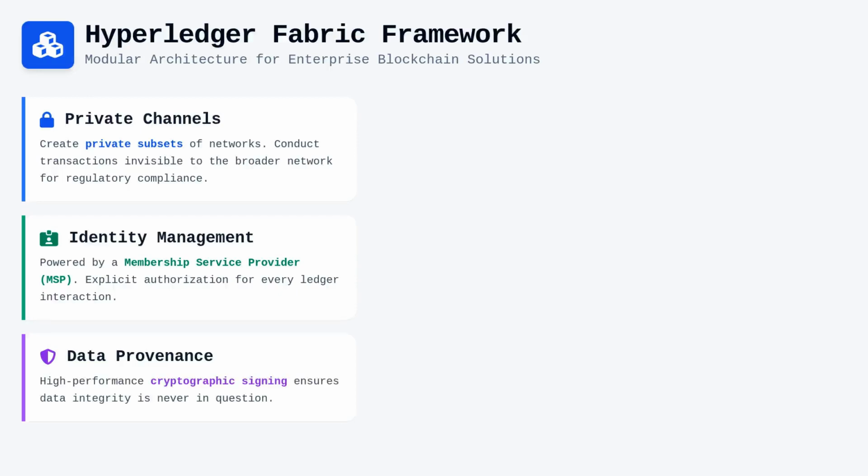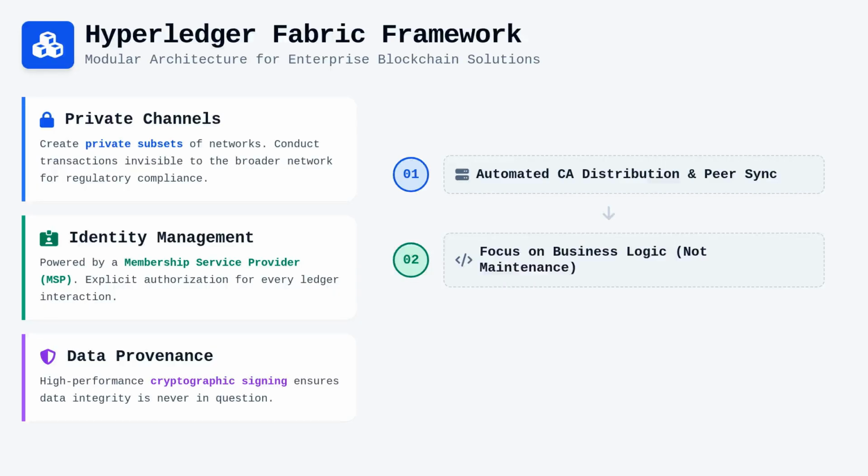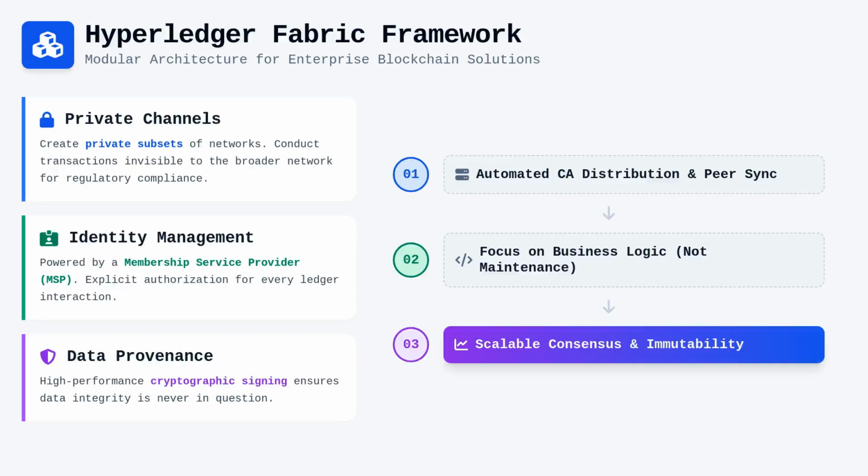When you deploy these environments, the system manages the complexity of certificate authority distribution and peer synchronization, allowing you to focus on the business logic rather than network maintenance. This seamless integration ensures that as your consensus demands grow, the platform scales efficiently while still upholding the integrity and immutability that define the technology.